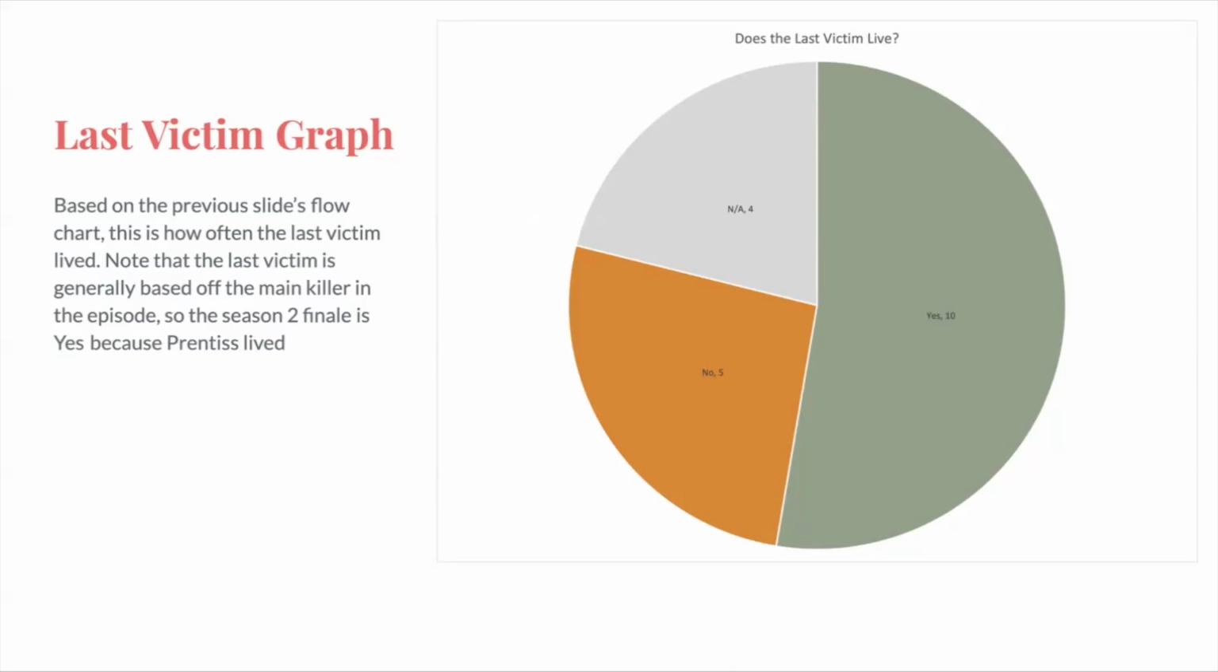So the season 2 finale is yes, because Prentice lived. It does not have anything to do with Elias getting stabbed in prison.